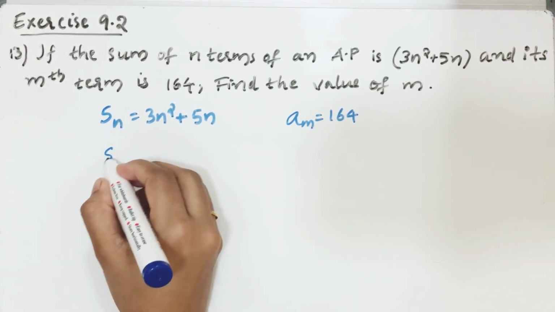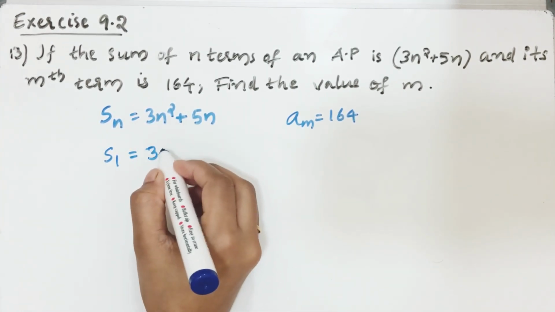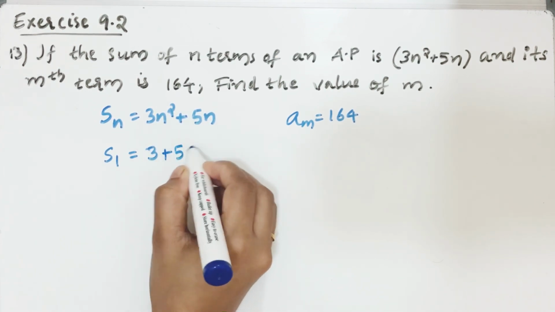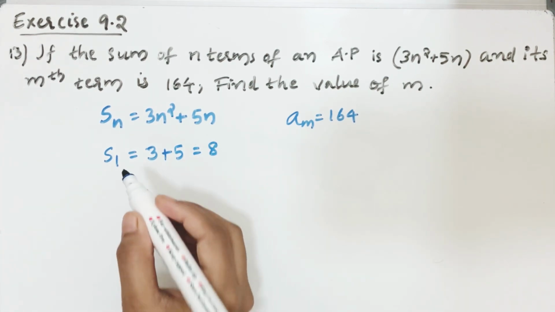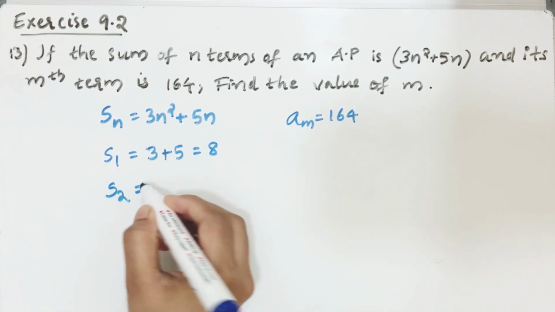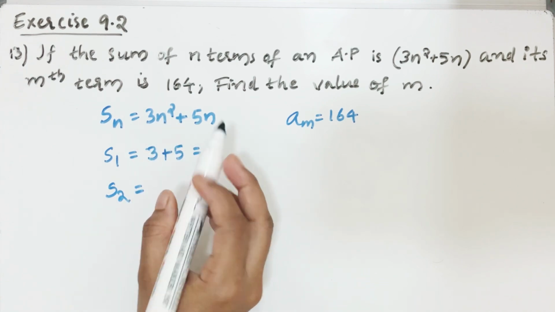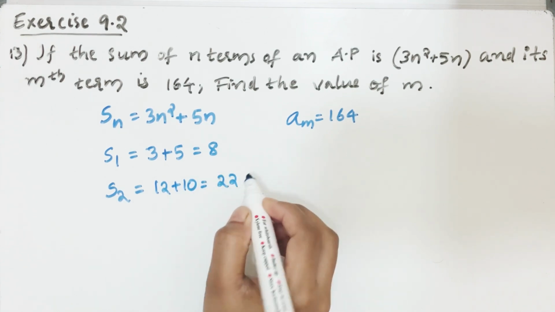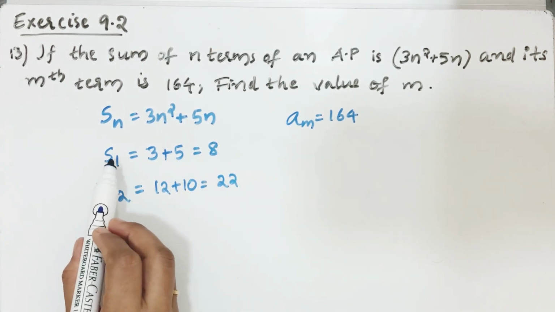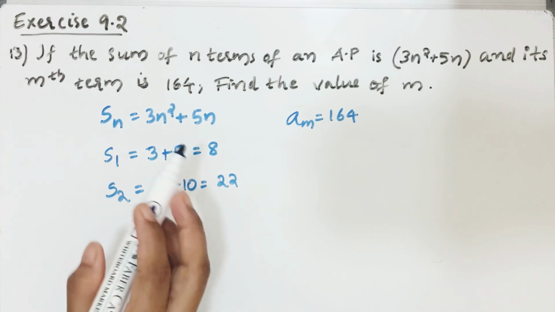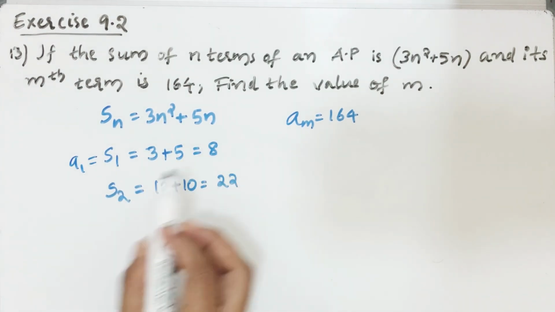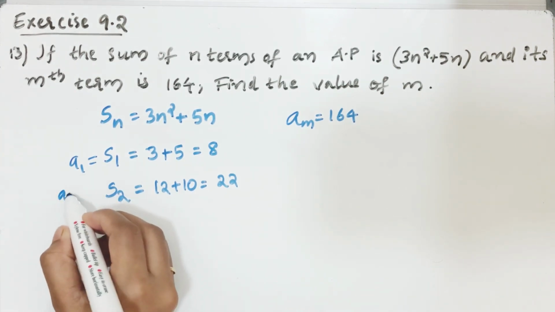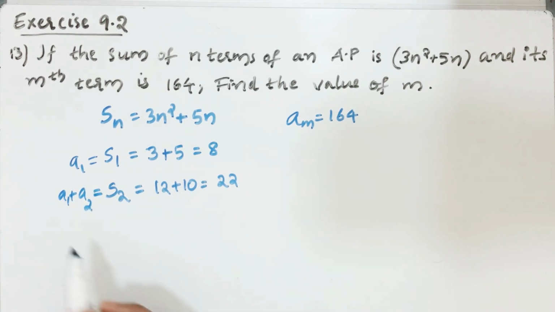Now what is S1? S1 is equal to 3 into 1 square plus 5 into 1, that is 3 into 1 plus 5, which is equal to 8. What is S2? S2 is equal to 3 into 2 square plus 5 into 2, that is 3 into 4, 12, plus 10, which is equal to 22. See, S1 is the sum of the first term, that is A1. A1 is equal to 8. And S2 is A1 plus A2, the sum of the first two terms. A1 plus A2 is equal to S2.